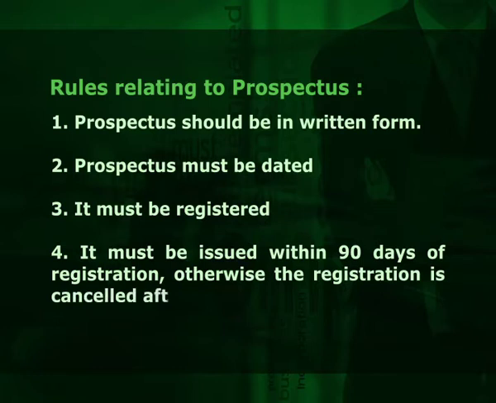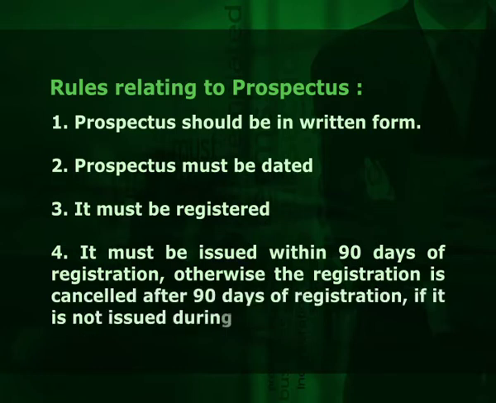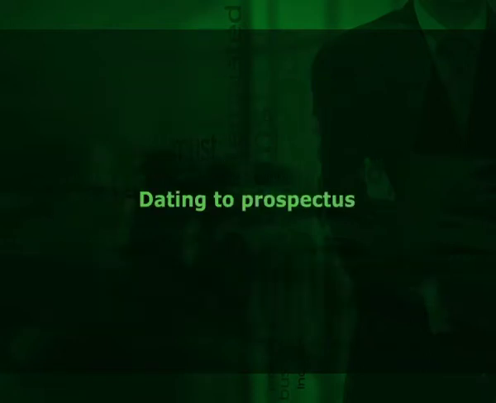Otherwise, the registration is cancelled after 90 days of registration if it is not issued during the 90 days. Dating of prospectus: Section 55 states that every prospectus must be dated, and that is deemed to be the date of publication of the prospectus.